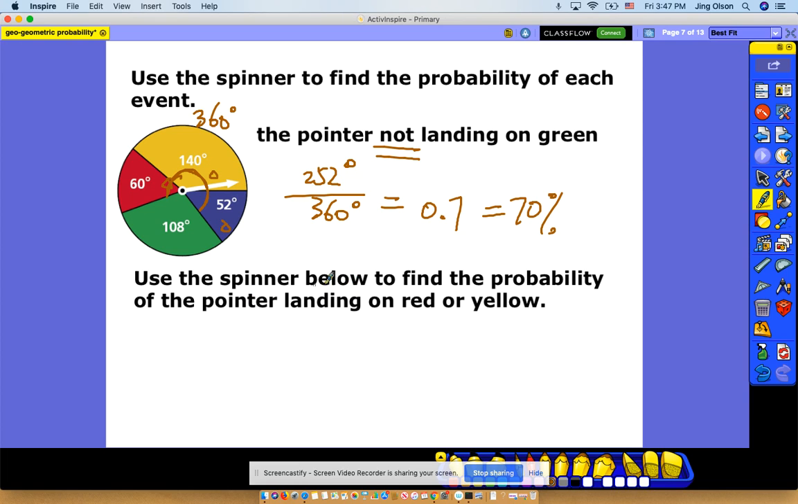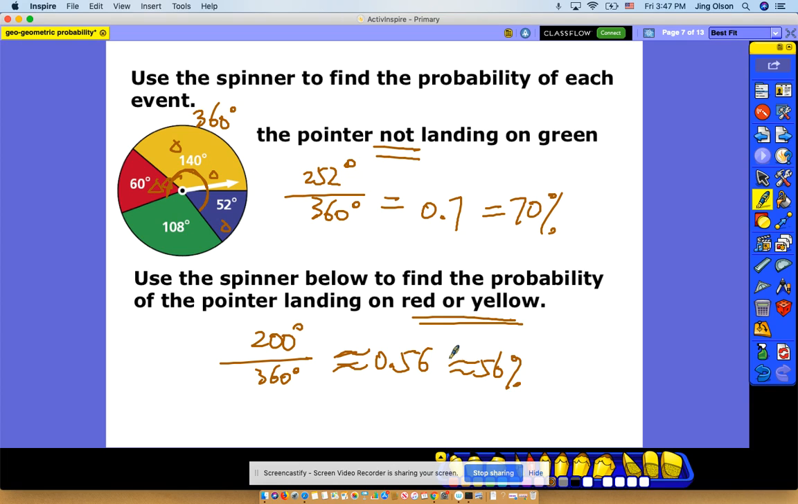Same thing here, use the spinner below to find the probability of the pointer landing on red or yellow. So we're only talking about either red or yellow. Red is 60 degrees, yellow is 140 degrees. Add them together, that's 200 degrees out of a total of 360. I'm going to divide. We get 0.555 repeating. I'm going to go with approximately 0.56, rounded up. That is 56%, or 55.5555 repeating percent.